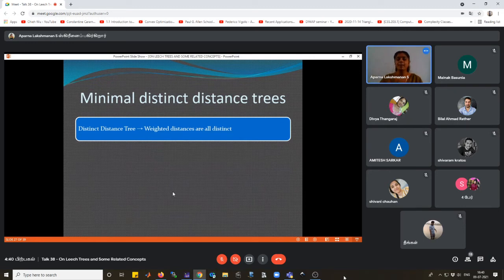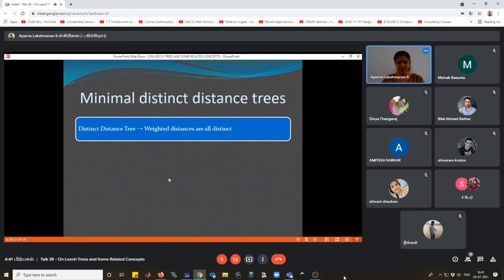Okay. But it is not necessary that the pathways are exactly 1, 2, etc., up to nC2. Even if the pathways are distinct, maybe we can apply the technique to find the fault. So thinking in that direction, the concept of distinct distance trees was introduced. So all the pathways must be distinct. But that is easy, right? You can give pathways using very large labels. Say if there are 10,000 vertices, I use labels such as 10,000, 20,000, 30,000, etc. Then obviously pathways won't be repeated.